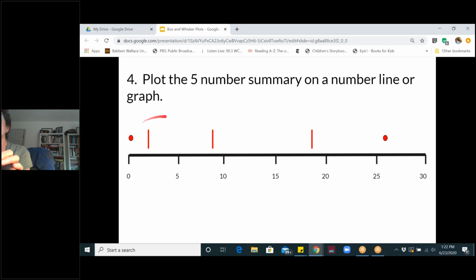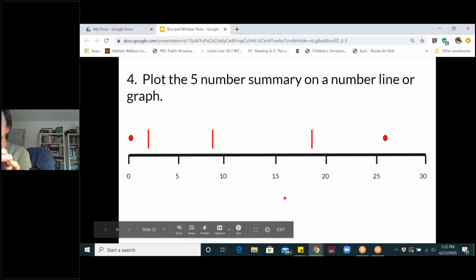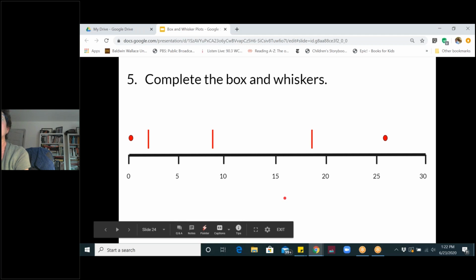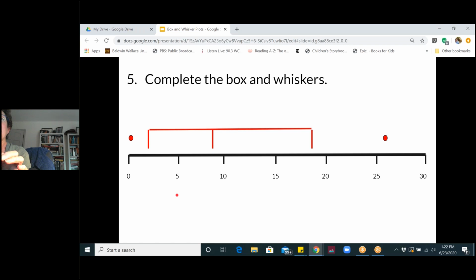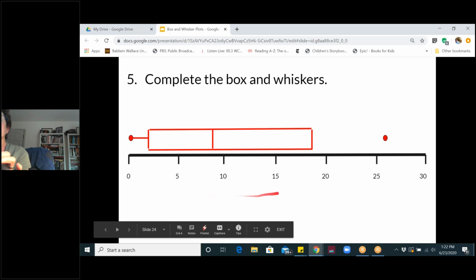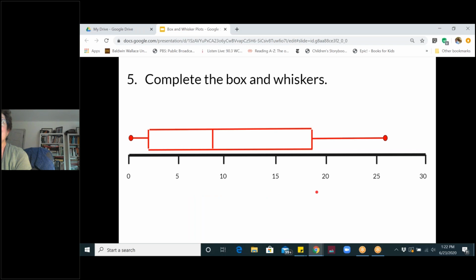You mark the ends, the minimum and the maximum, with a dot. You mark the lower quartile, the median, and the upper quartile with a line. And here's why: the next thing you do is complete the box and the whiskers. You add a top to the box, you add a bottom to the box, you add a left whisker, and you add a right whisker. Any questions about that so far?